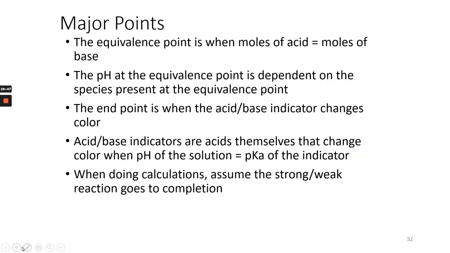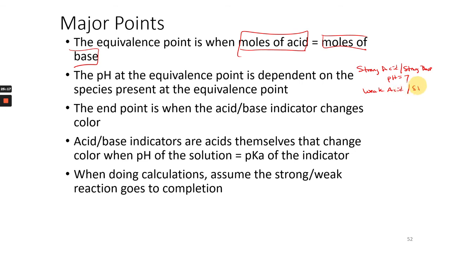So what are the major points, if your head isn't spinning? The equivalence point is where the moles of your acid must equal the moles of your base. The pH at the equivalence point depends on what you are mixing. If you have a strong acid and a strong base combo, your pH at the equivalence point will be 7. If you have a weak acid and a strong base combo, your pH will be slightly basic, so it will be greater than 7.